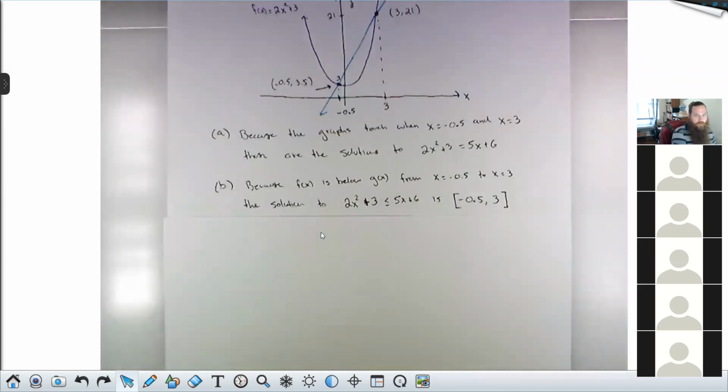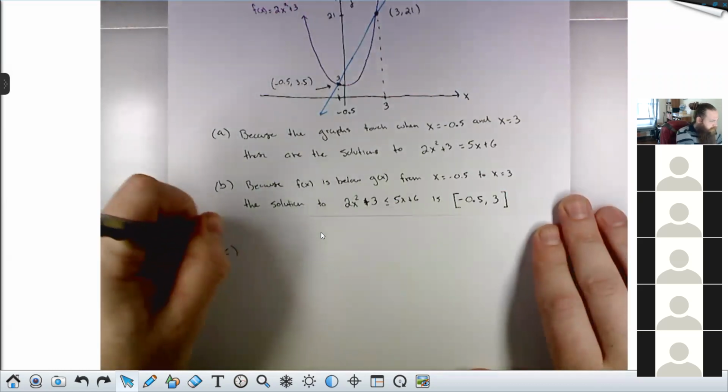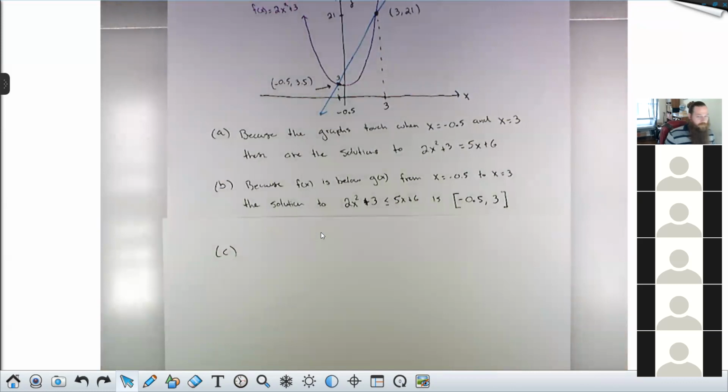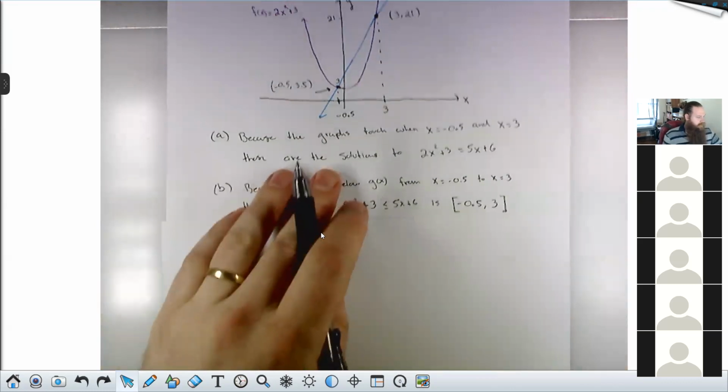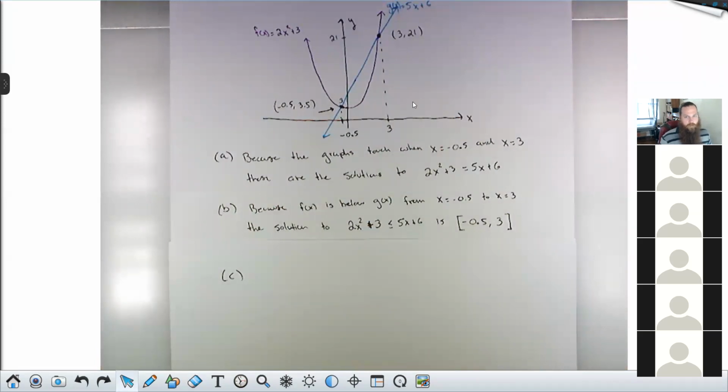Okay. So part C here, we want to solve the inequality 2x squared plus 3 is greater than 5x plus 6. So here what we're looking for is any x value where the purple is above the blue. Can we tell where that is from the picture?